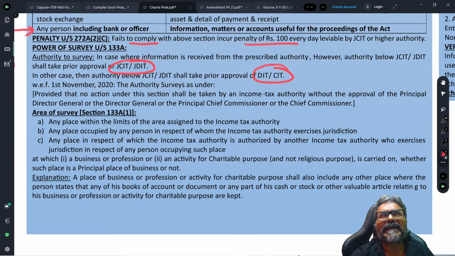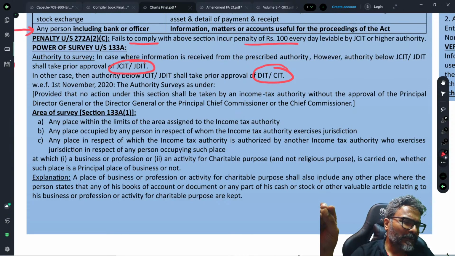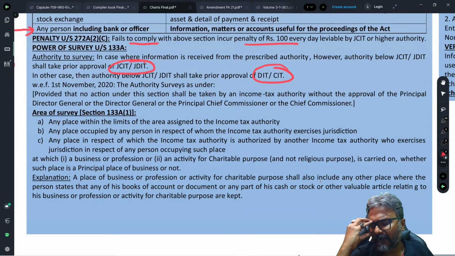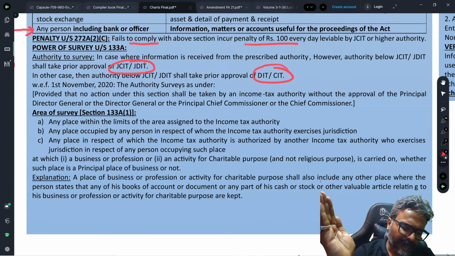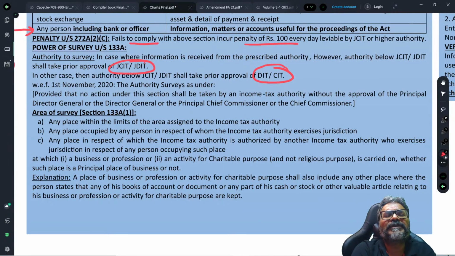Now, when JCIT and when CIT, I'll give you an example. Students, if the reason for doing the survey is information coming from the Income Tax Department itself, which is known as the prescribed authority above, then we shall say that the survey shall be conducted based on that information.